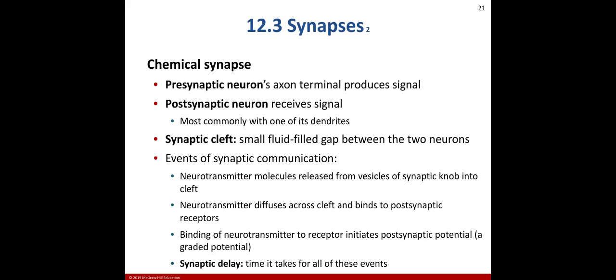So how do these two neurons communicate? Well, step one, neurotransmitter molecules are released from vesicles on the synaptic knob. Those neurotransmitters go into the synaptic cleft. The neurotransmitters continue to diffuse across the cleft. They bind to the postsynaptic receptors. Once they are binding to that receptor, then there'll be this initiation in that postsynaptic neuron. We're going to initiate this potential. And because we have to move neurotransmitters across this cleft, there is a delay. And that is just the time it takes for those events to happen, for there to be a release of the neurotransmitter, an uptake of that neurotransmitter, and then the nerve can act.